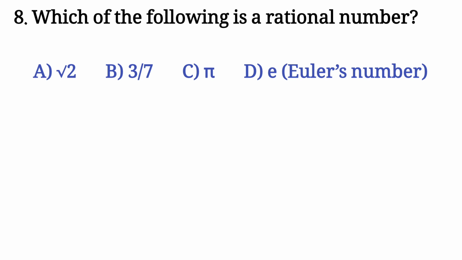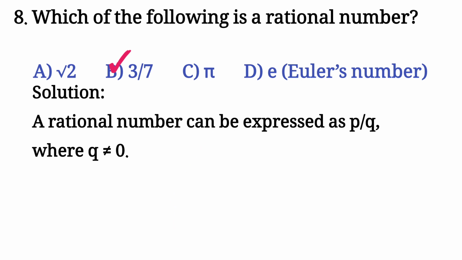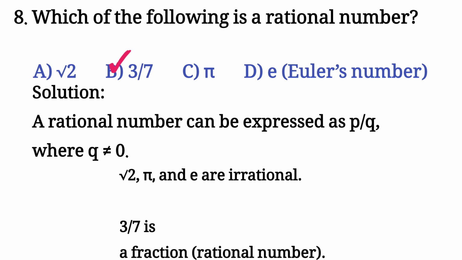Question number 8. Which of the following is a rational number? The correct option is option B, 3/7. A rational number can be expressed as P/Q, where Q is not equal to 0. Root 2, pi and E are irrational. 3/7 is a fraction, a rational number.